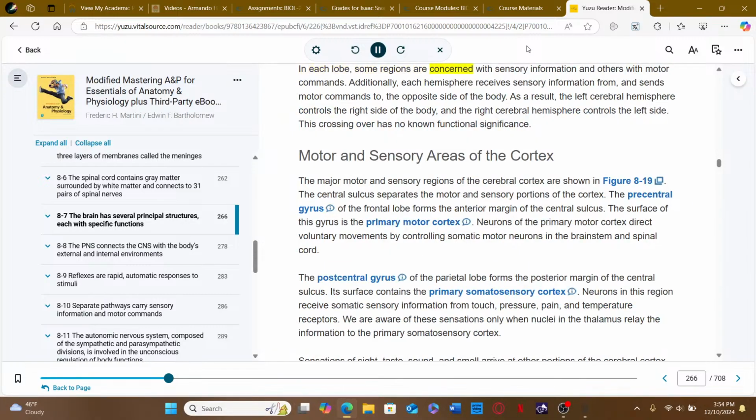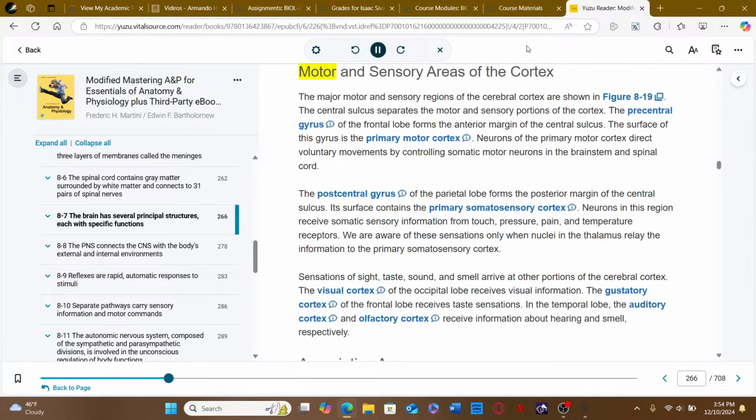In each lobe, some regions are concerned with sensory information and others with motor commands. Additionally, each hemisphere receives sensory information from, and sends motor commands to, the opposite side of the body. As a result, the left cerebral hemisphere controls the right side of the body, and the right cerebral hemisphere controls the left side. This crossing over has no known functional significance.